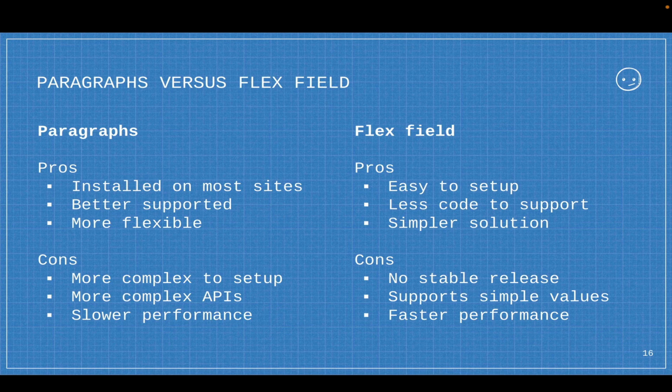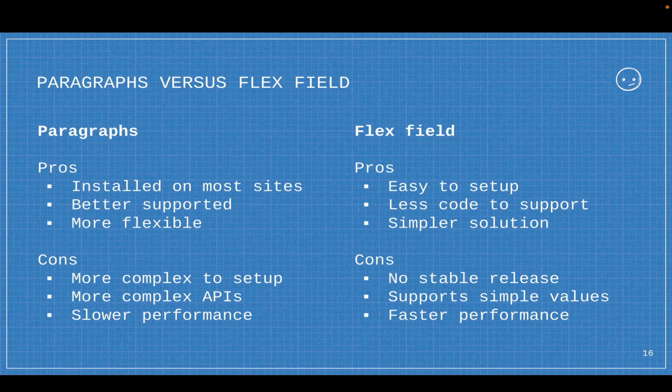But the cons, Paragraphs is more complex, more power. The APIs are more complex. It is slower. It always is slower to use entities over fields. Still, it's a tolerable performance hit, and the community has worked hard to make Paragraphs perform better. Flex fields, very easy to set up. Very simple. Less code to support. It's a simpler solution. It's actually easier to understand.